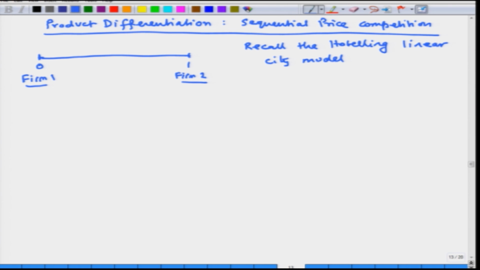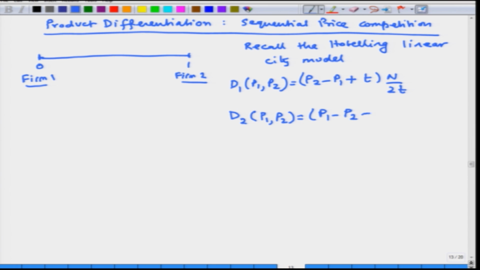We found out the indifferent customer, then we found out that all customers to the left of that indifferent customer go to firm 1, all those to the right of that indifferent customer would go to firm 2, and we had D1 of P1, P2 equals (P2 minus P1 plus t) times n divided by 2t, where n was the total number of customers. The demand for firm 2 is (P1 minus P2 plus t) times n divided by 2t, right. So, firm 1 acts first.